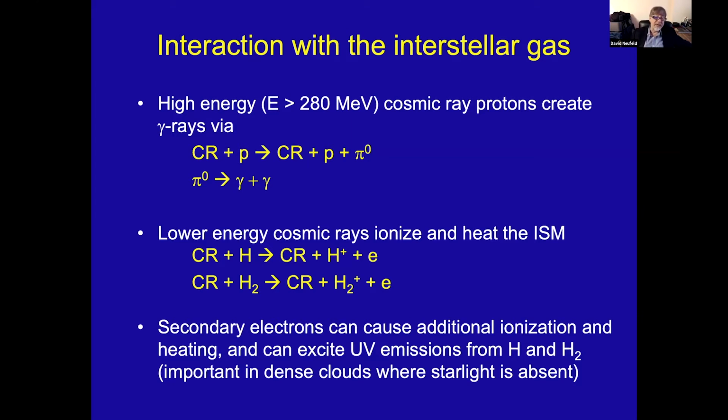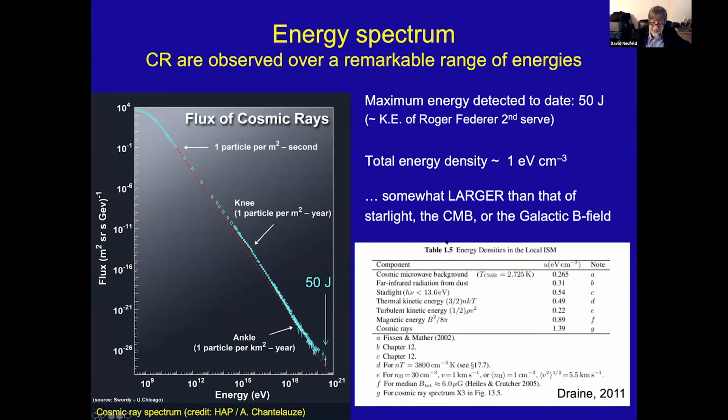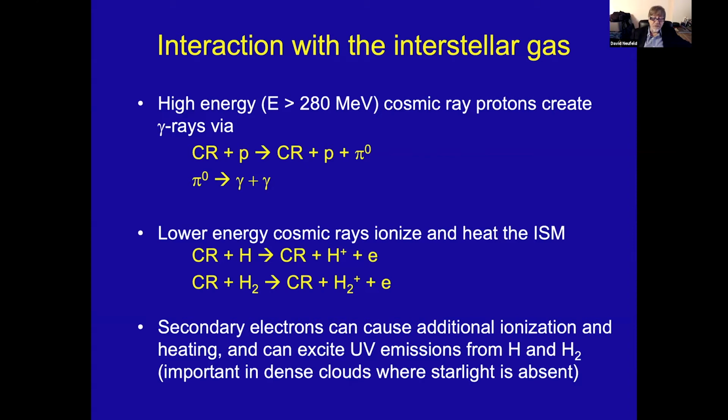But what I want to talk about is the lower energy cosmic rays, which ionize and heat the interstellar gas and modify its chemistry. A cosmic ray can ionize a hydrogen atom in a cloud that's mainly atomic, or a hydrogen molecule in a molecular cloud. There are secondary electrons produced of typical energy about 35 electron volts, and they can cause additional ionization and heating. Also, as was pointed out by Prasad and Tarafdar, they can excite UV emissions from H and H2, which are important in dense clouds where starlight is pretty much completely absorbed by interstellar grains.